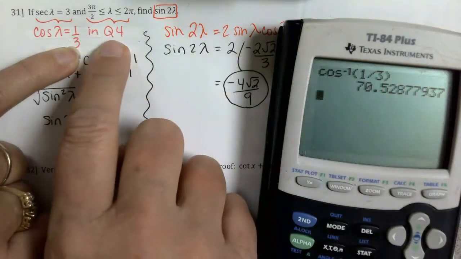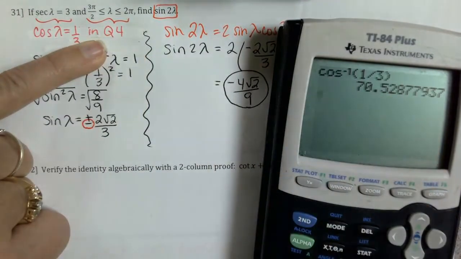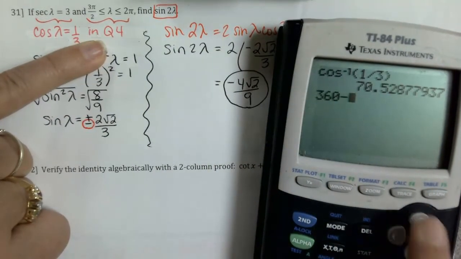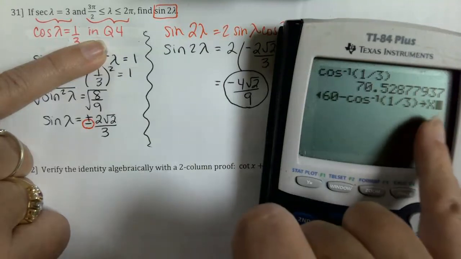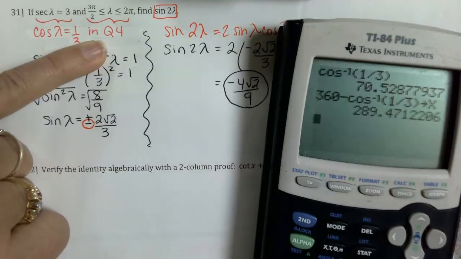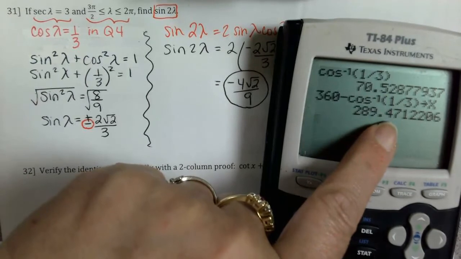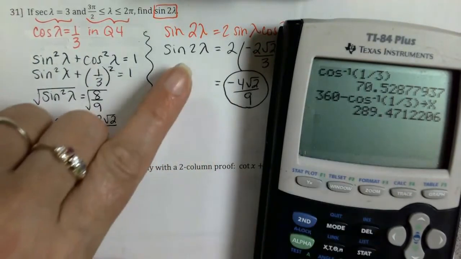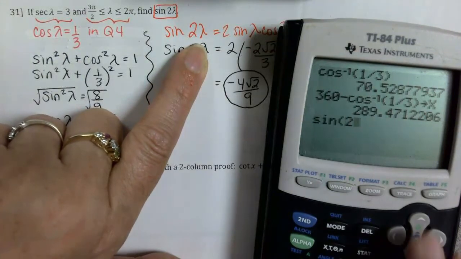That's not lambda, that's the principal value, that's quadrant 1. Our angle lambda is in quadrant 4. So to get from quadrant 1 to quadrant 4, we take 360 minus that principal value. And we're going to store that as x so that we keep as much accuracy as possible in our variable. Okay, now that we know the lambda, the single angle is 289.47-ish degrees.